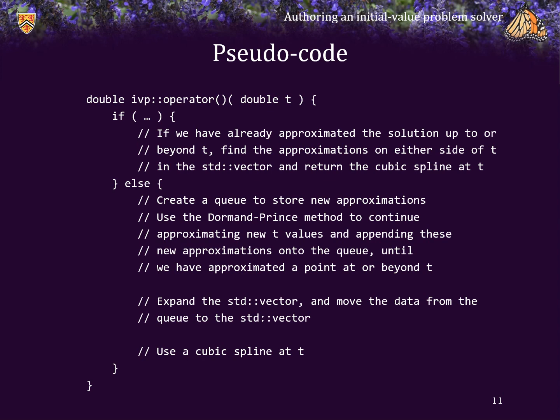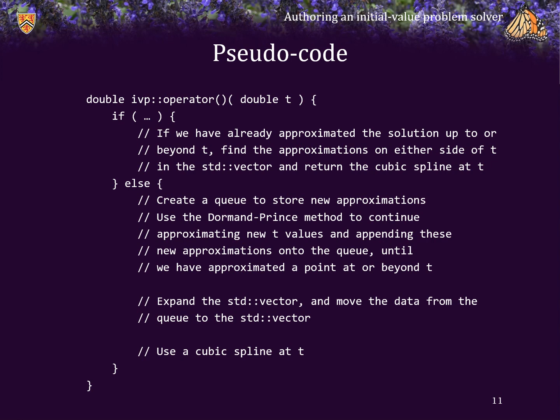So here's an implementation of the function operator. If we already have approximated the solution up to or beyond the value of t, all we have to do is find the approximations on either side of t in the standard vector class and then return a cubic spline at t. If, however, we have not calculated up until t yet, what we will do is the following.